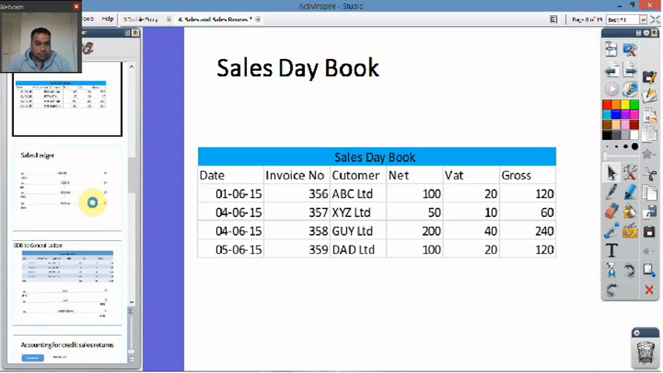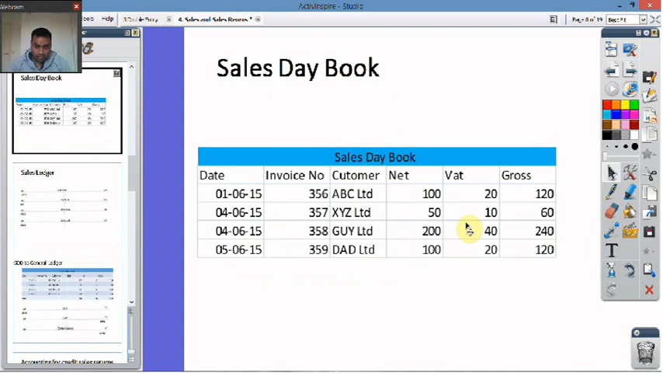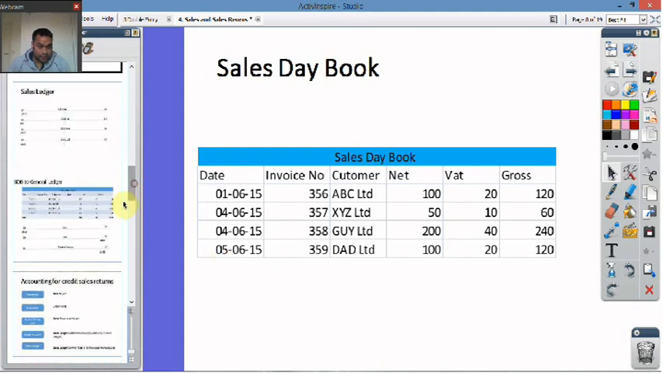Let's carry on. Then the total figures are carried over to the subsidiary sales ledgers. So these are all the sales ledgers. They're the individual accounts of the customers. So you've got 120, 60, 240 and 120. So they come from these amounts here: 120, 60, 240, and then 120 again.